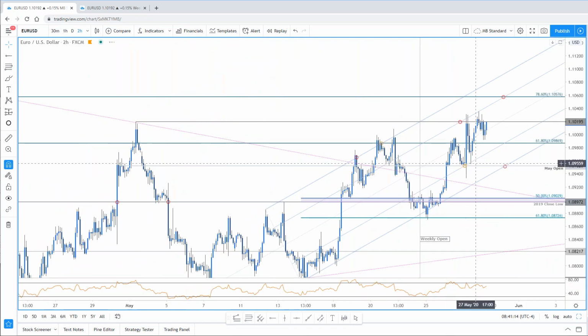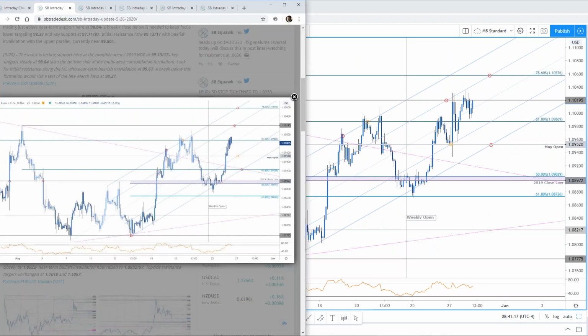Questions on Euro? No change to any of those levels from earlier in the week.